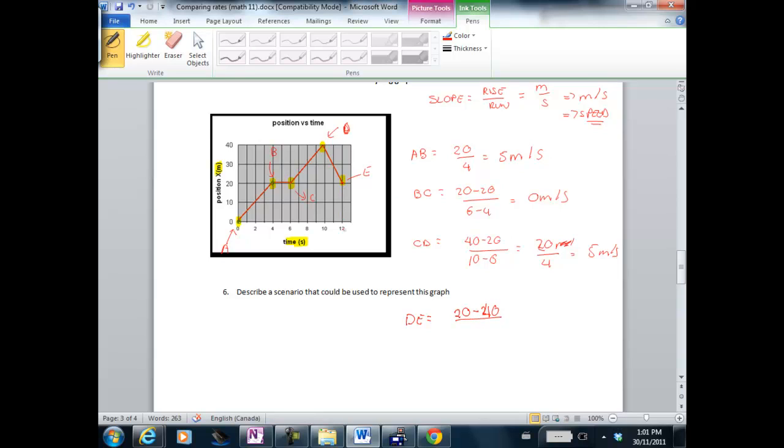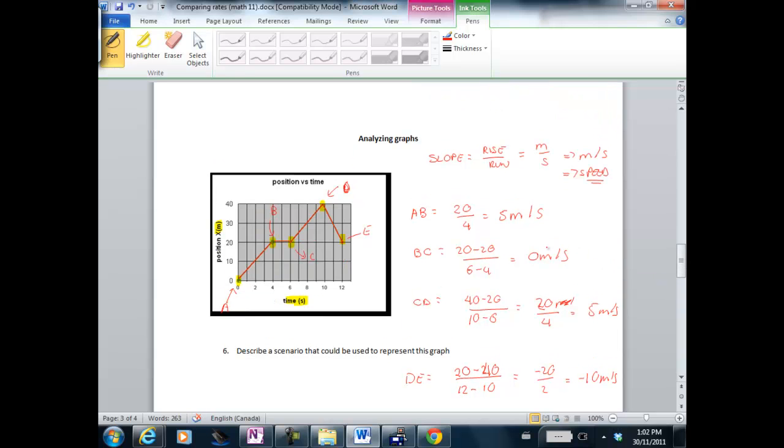This is my run, which is 12 minus 10. The reason is I have to use the second point. My second coordinate for E is 20 for the y. Agree? So 20 minus 40. You've got to use your second point. So this is negative 20 over 2, which gives you negative 10 meters per second.